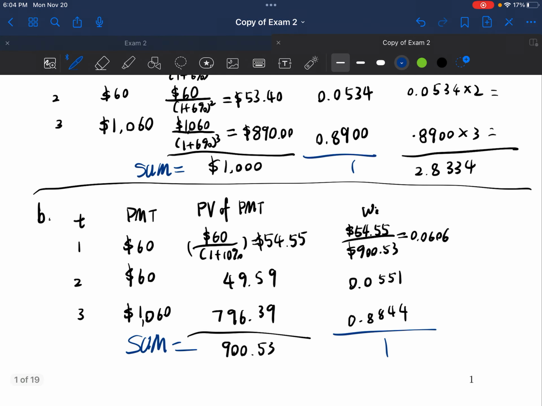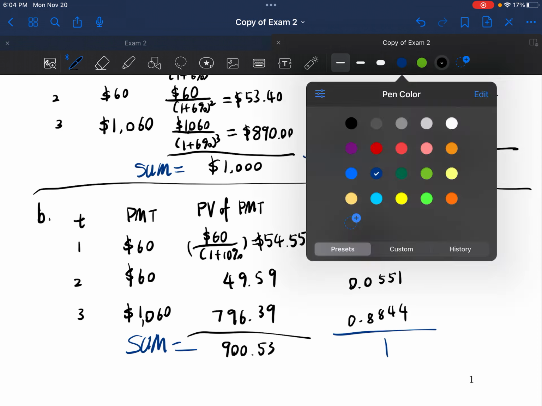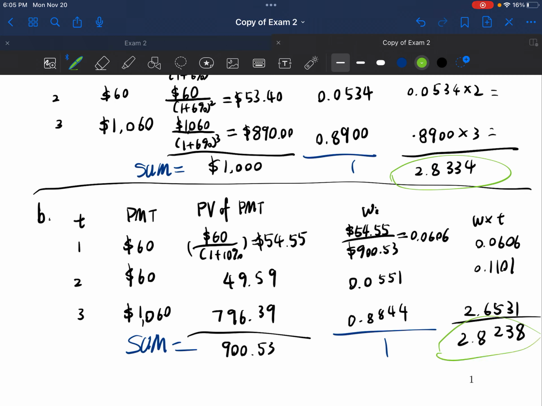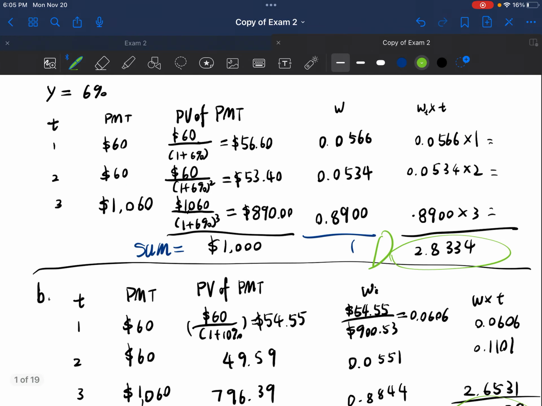Right? Then in the next column, you use weight times t. The third one should be 2.6531. If you add them together, that's your result, 2.638. It's slightly different, but that's the duration you want to get. That's all for question 8.